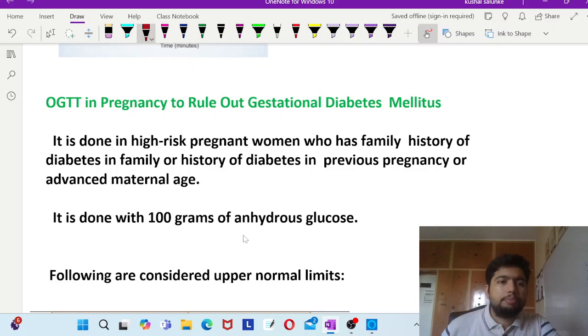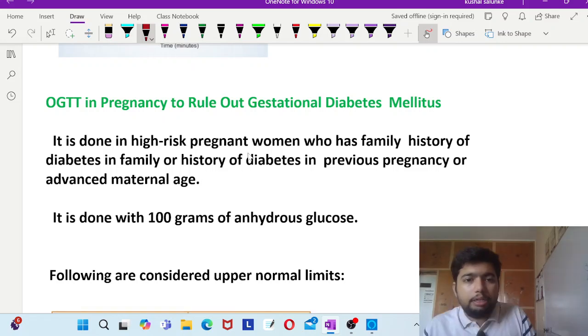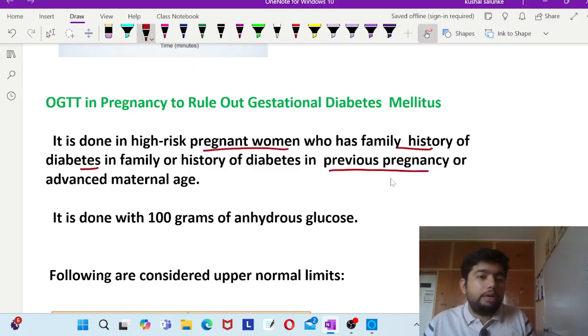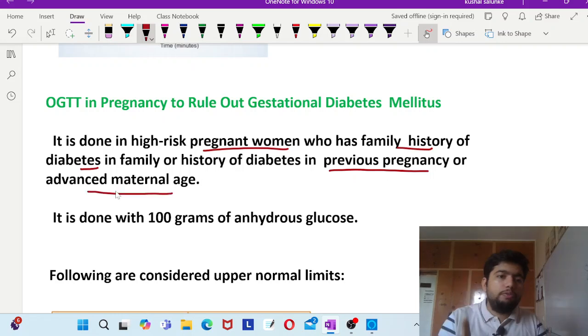Now one more important concept, OGTT in pregnancy to rule out gestational diabetes mellitus. It is done in high risk pregnant women who have a family history of diabetes, or history of diabetes in a previous pregnancy, or advanced maternal age. So an advanced maternal age mother is at risk of diabetes. So to diagnose or rule out gestational diabetes mellitus, we perform this OGTT. Again, I want to spend a few minutes on this particular concept.